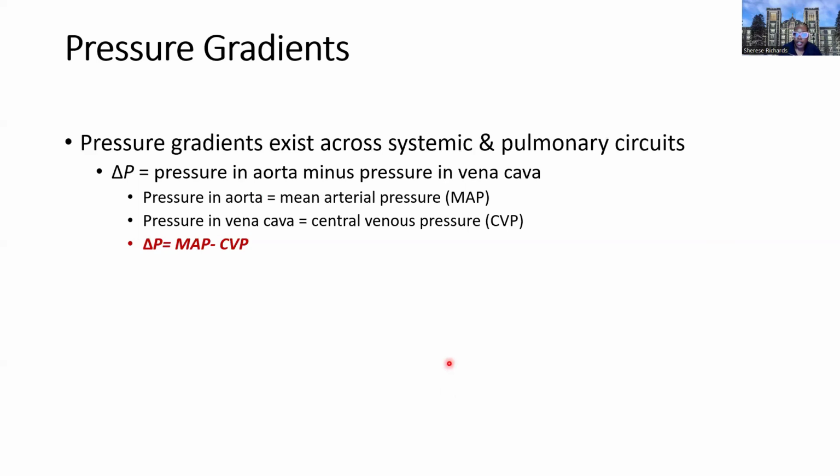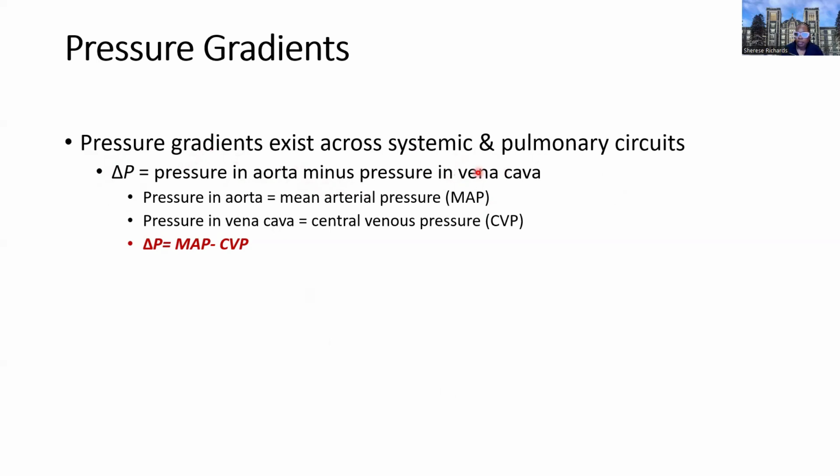Now, thinking about how pressure gradients exist across both our systemic and pulmonary circuits, they're slightly different, but they wind up being the exact same. We'll talk about how. So the pressure gradient across the systemic circulation is the pressure in the aorta minus the pressure in the vena cava. And we've talked about these values before in AMP1, right? We talked about the mean arterial pressure.